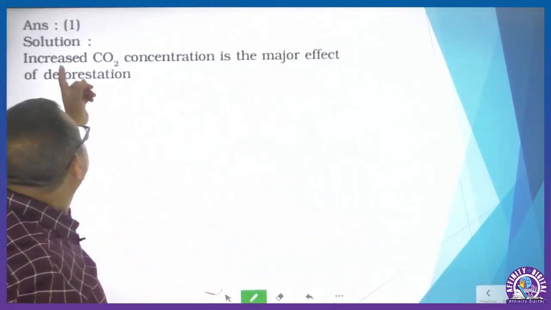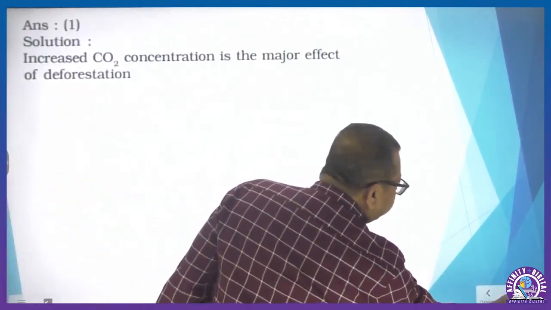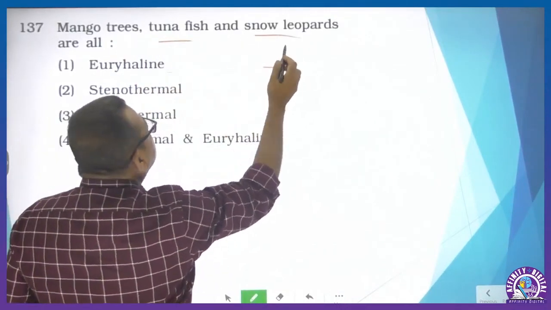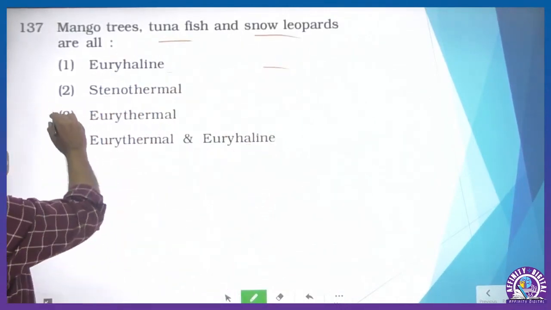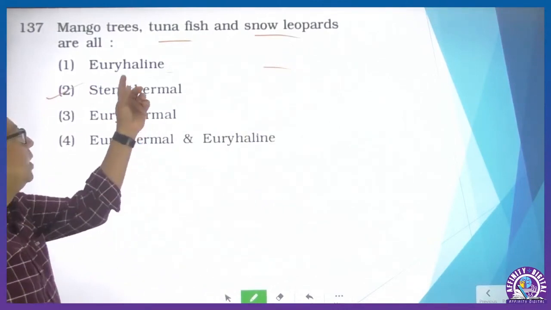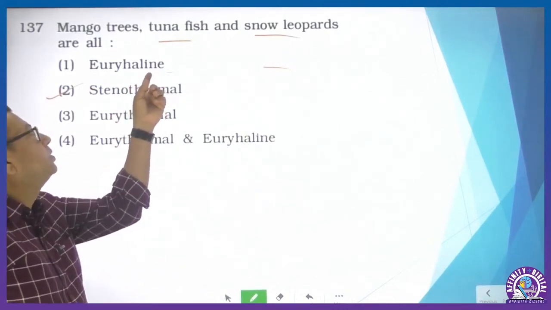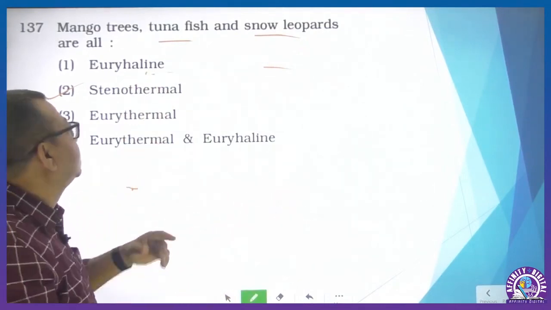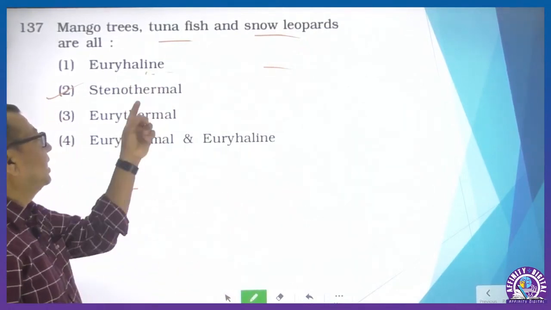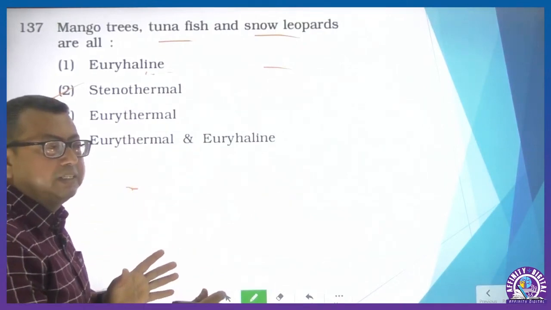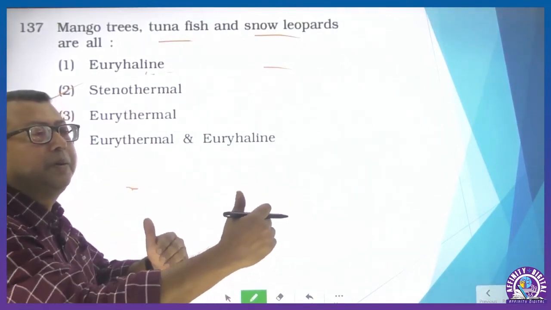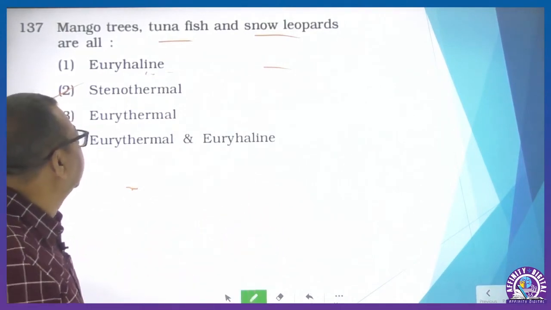Next question. Mango trees, tuna fish, snow leopard, all are stenothermal organisms. Euryhaline means those animals which can tolerate a wide range of salinities. And stenothermal organisms are those organisms, steno means narrow, which can tolerate a narrow range of temperature. A narrow range of temperature.